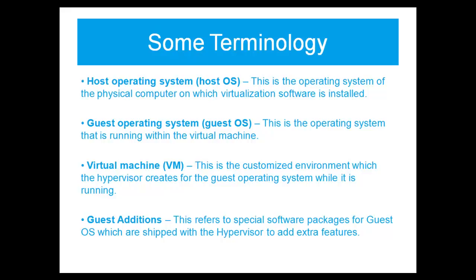Next is virtual machine. So what is virtual machine? When we create a VirtualBox, or when we create a virtual machine, we have to assign RAM and the hard disk space and all that to create that virtual machine. This is the customized environment which the hypervisor creates for the guest operating system while it is running.